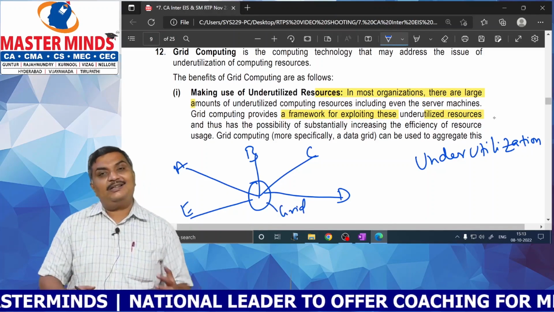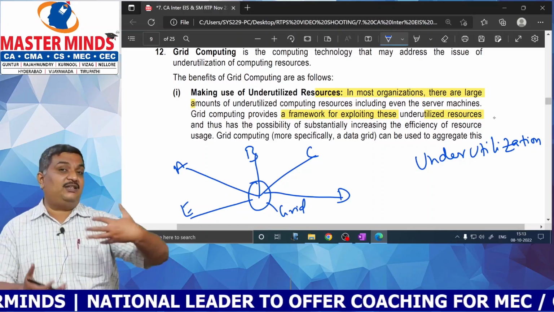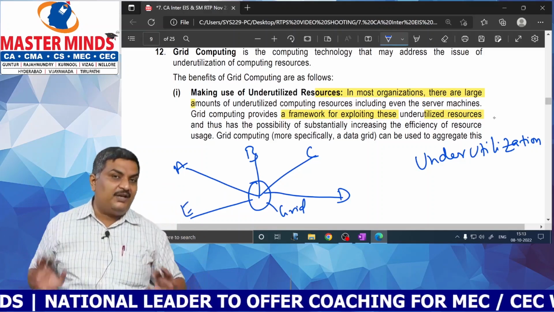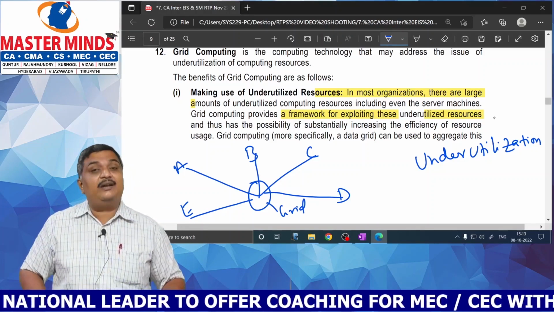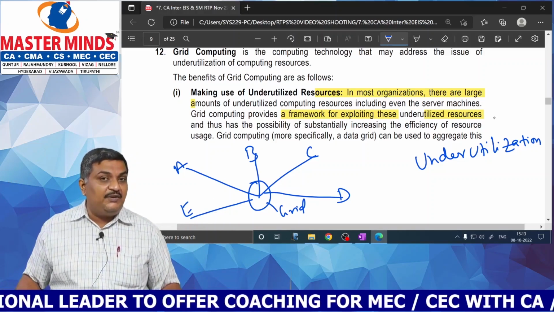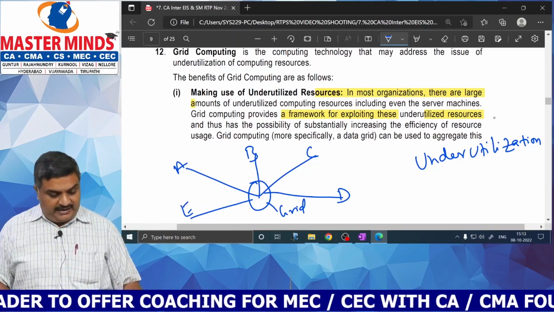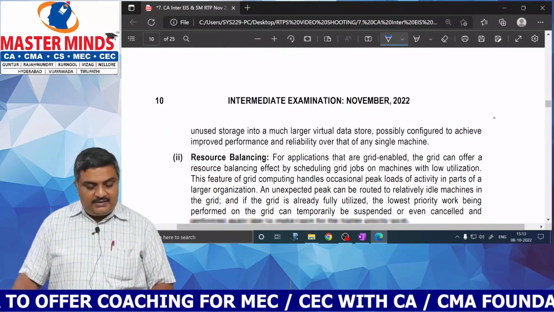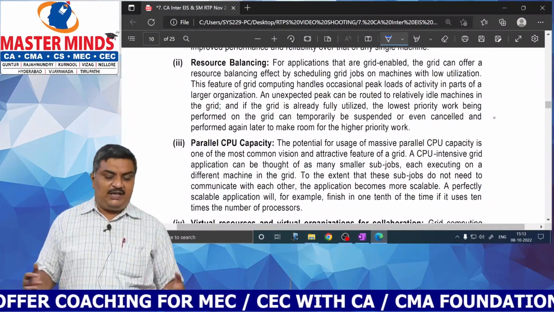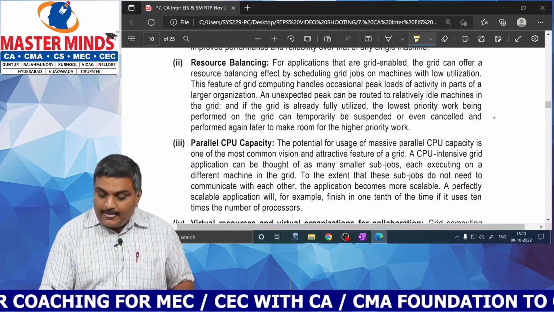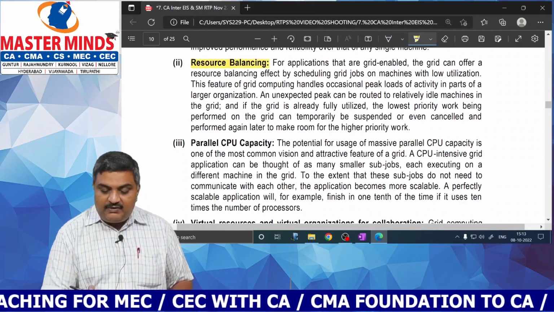So what are you collecting? Yes, we can collect anything. We can collect the processing power that is being wasted at different locations. We can collect the memory that is being wasted at different locations. And we can make use of it for much bigger things. And the next one is resource balance. Definitely, whenever there is optimum utilization, there will be resource balancing.